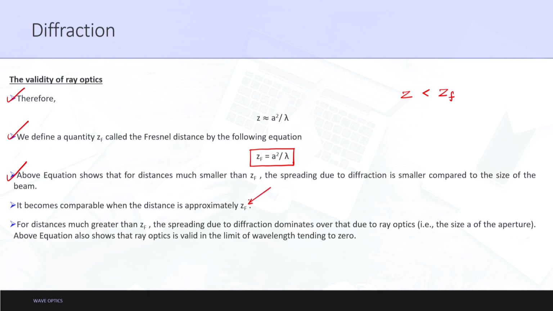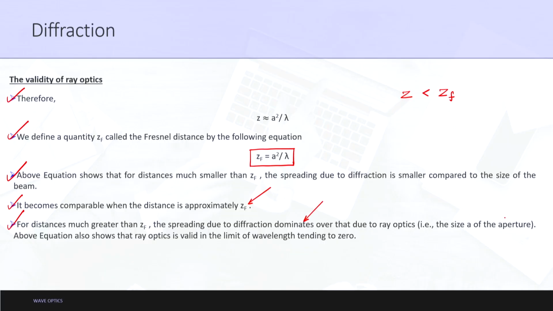So quite evident, it becomes comparable because ZF is calculated for the wavelength of light only. When it becomes approximately equal to the wavelength of light, the size is encapsulated and hence we will get a diffraction pattern. For distances much greater than ZF, the spreading due to diffraction dominates over that due to ray optics, that is, the size A of the aperture. The above equation also shows that ray optics is valid in the limit of wavelength tending to 0. So why do we not consider diffraction when we study ray optics? In ray optics, this value A square by lambda is so small that we assume it to be 0, and that's why the concept of diffraction is neglected.